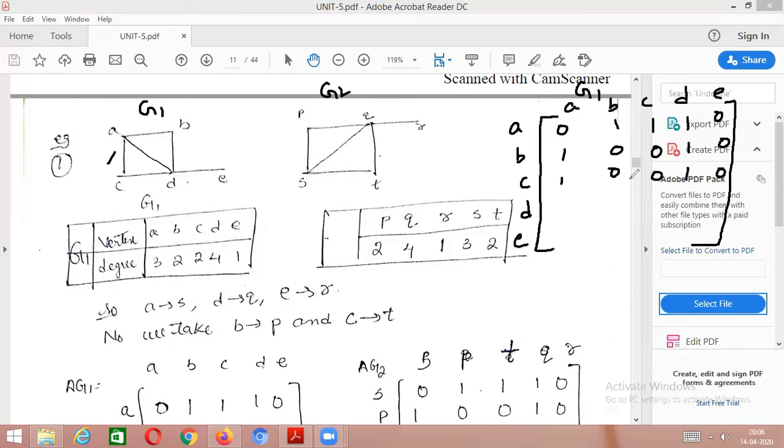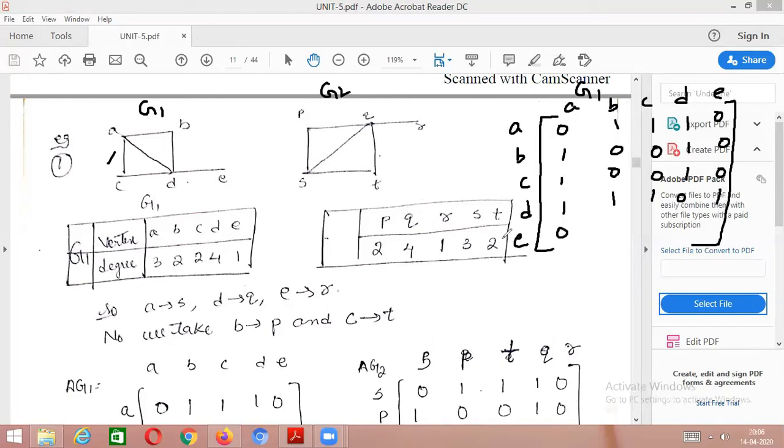Next, C to E, is there an edge? No, 0. Next for D. D to A, is there an edge? Yes, 1. Next, D to B, is there an edge? Yes, 1. Next, D to C, is there an edge? Yes, 1. Next, D to D, is there an edge? No, 0. D to E, is there an edge? Yes, 1.